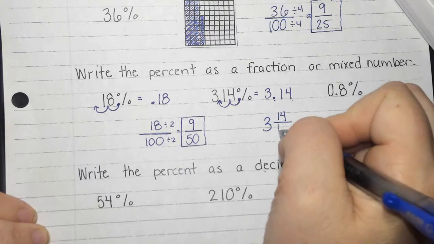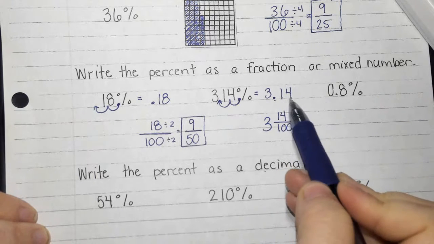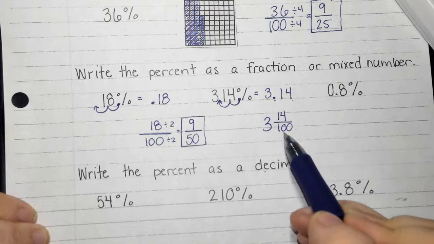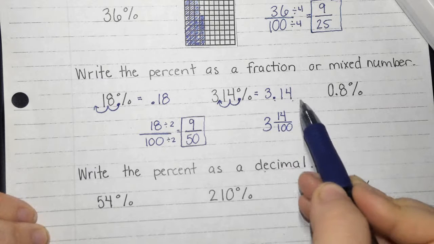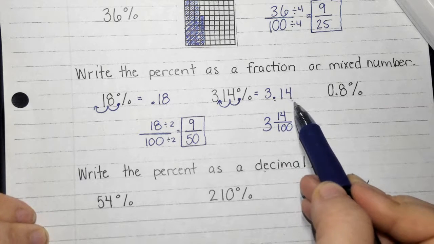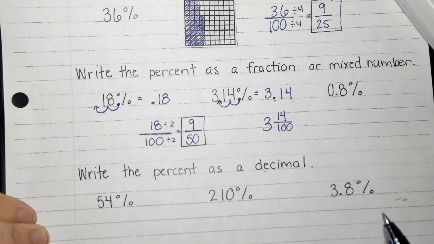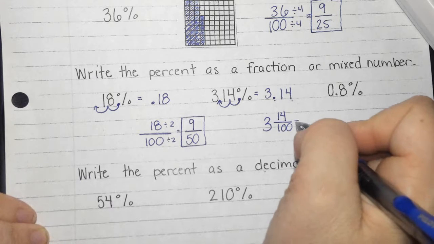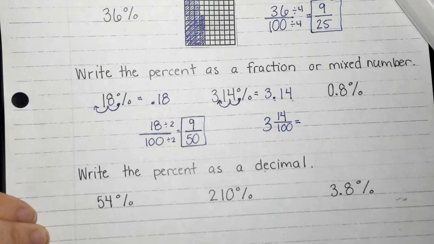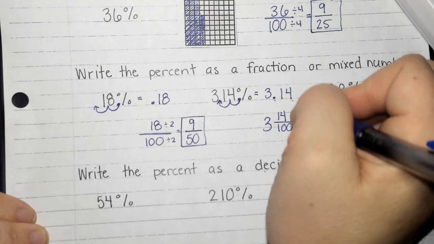100. Because we got 2 numbers after the decimal, so we need 2 zeros. Also, 14 is in the hundredths location. All right? 14 over 100. We've got to simplify. What are we going to use? 7 won't go into 100.